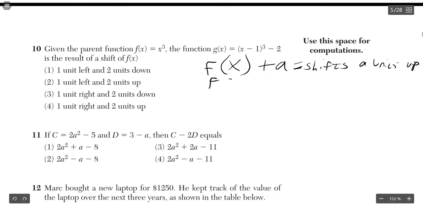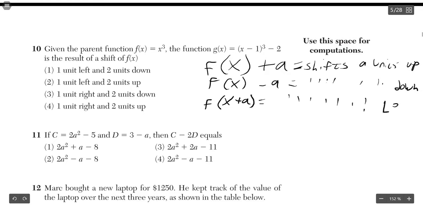If it's f of x minus a on the outside, that shifts a units down. F of x plus a inside shifts a units left. And f of x minus a inside shifts it a units to the right.